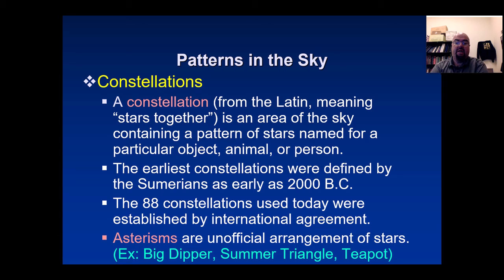The 88 constellations we use today were established by agreement. Things that are not constellations are things like the Big Dipper, Little Dipper, Orion's Belt. Those are called asterisms, or an unofficial arrangement of stars.